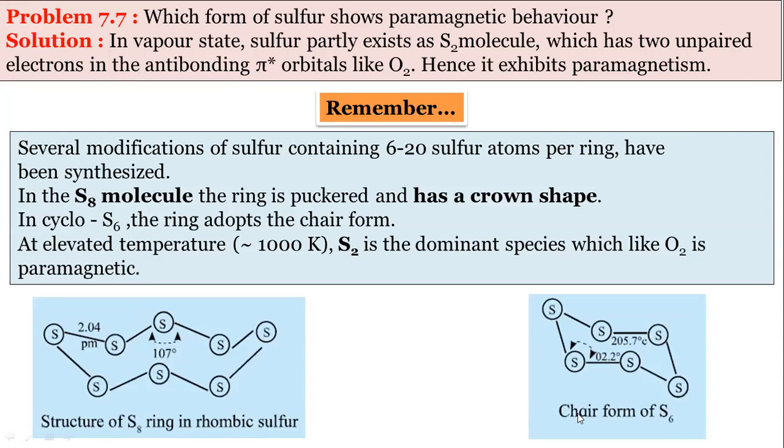This is the chair form of S6. As I explained earlier, sulfur exists in many allotropic forms. So this is the S6 chair, 1, 2, 3, 4, 5, 6. See, the bond length is also different. It is 205.7. Sorry, this angle is given. Some spelling mistake is there.